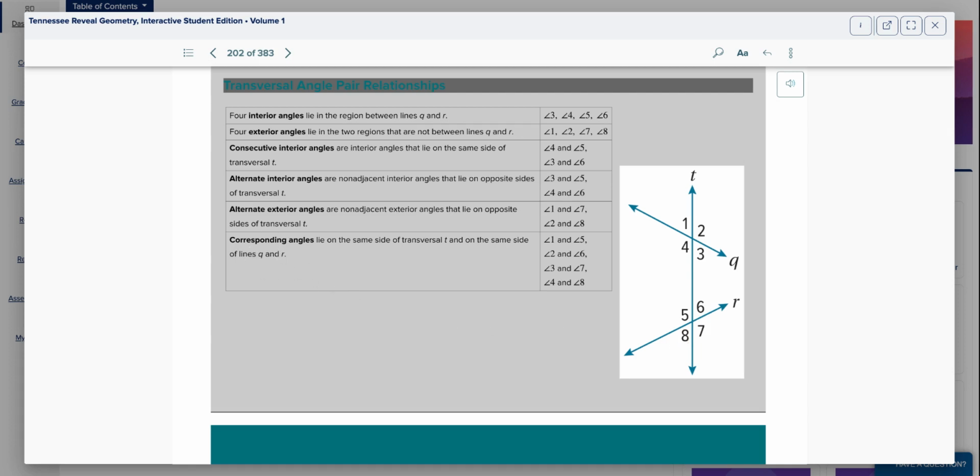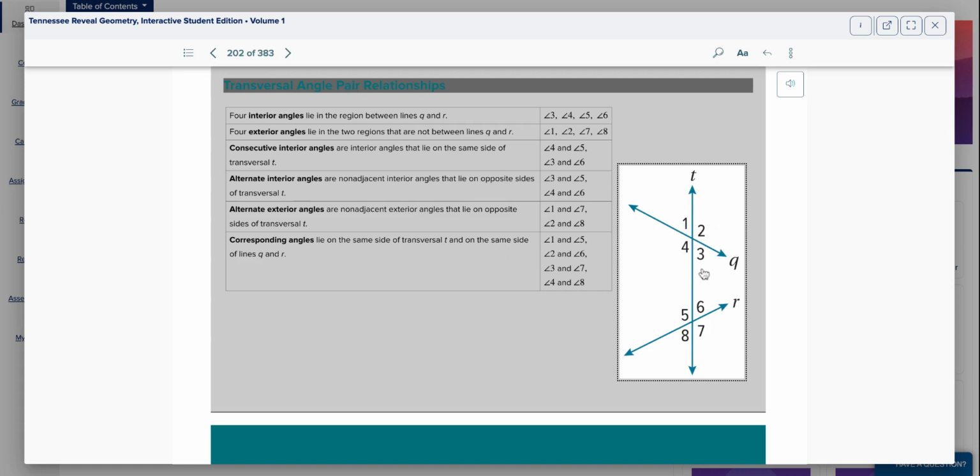All right, corresponding angles. These are angles that are sitting in the same position of their cluster. And I'm talking about 1, 2, 4, 3, compared to 5, 6, 8, and 7. Now, they have to be on the same side of the transversal. So if I'm talking about 1, 4, 5, and 8, they're on the same side. They're all 4 on the left side, but they have to be in the same position of their cluster.